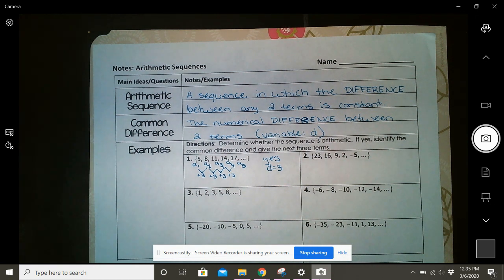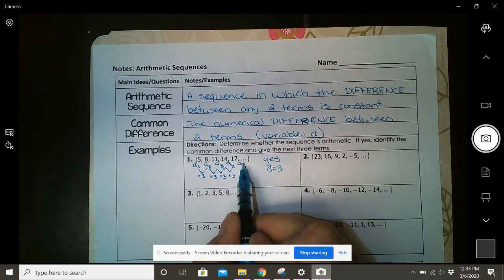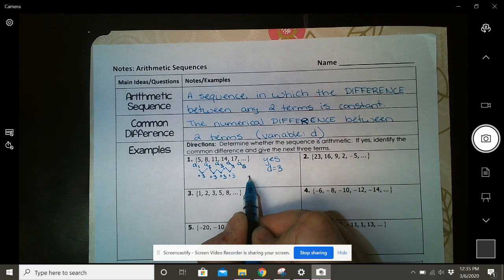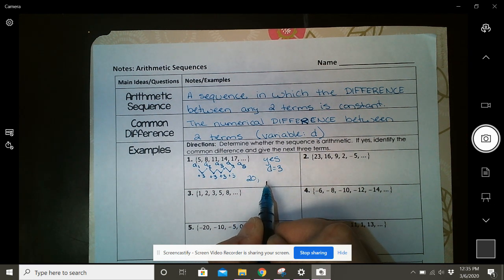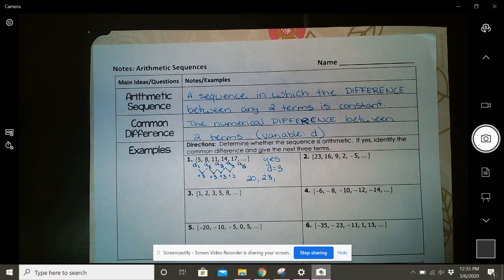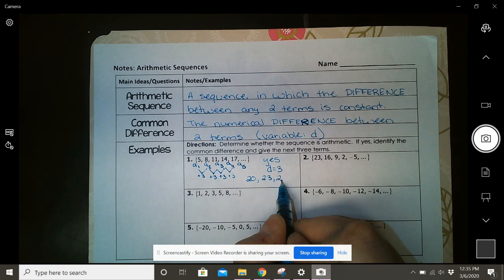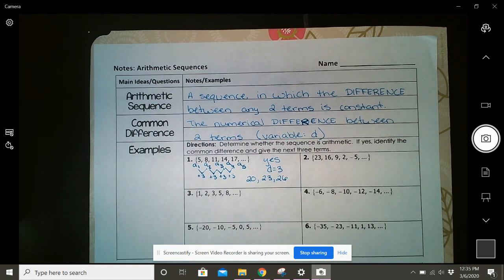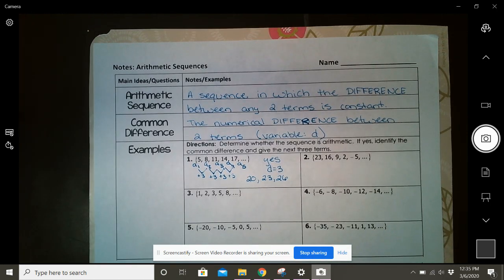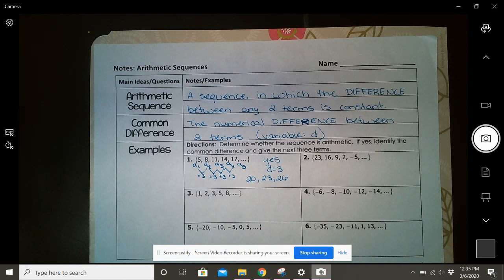So then it's really easy to finish out the next 3 terms of the sequence. If I want the 6th term, I'd just do 17 plus 3, which is 20. The 7th term would be 20 plus 3, which is 23. And the last term to list would be 26. So we're just continuing the pattern. So an arithmetic sequence is really very simple to complete or to continue.